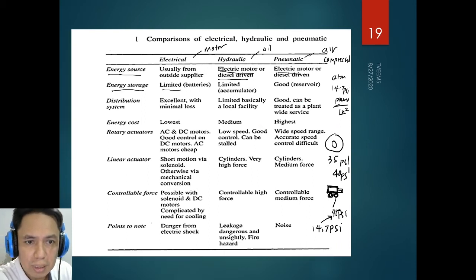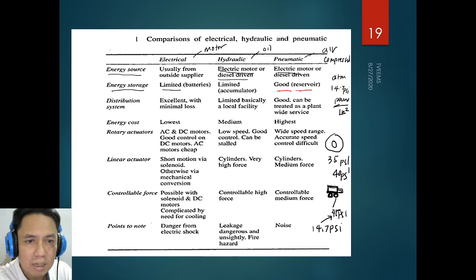So now we go to the pneumatic. Why is this good? It says good reservoir. We put the power of the pneumatic in the reservoir or the tank. This is a metal tank. I'm going to show it to you later. The reservoir is just continuously taking energy from the atmosphere. We have a limitless air supply from the atmosphere, and then we compress it and put it in the reservoir.